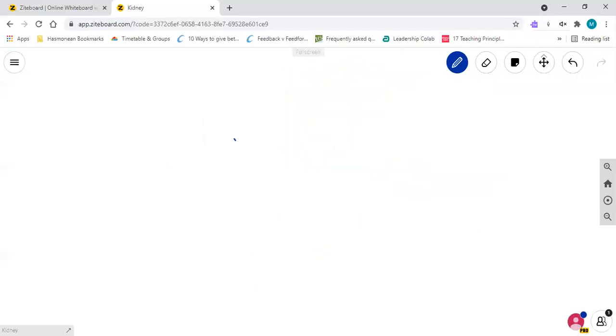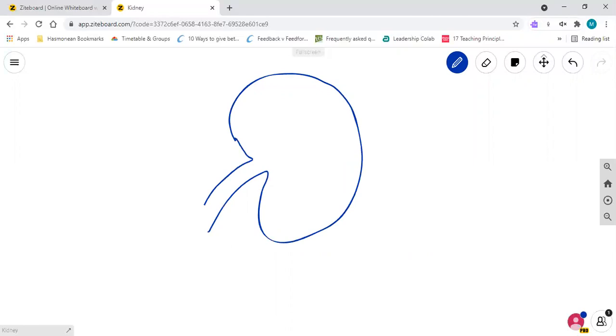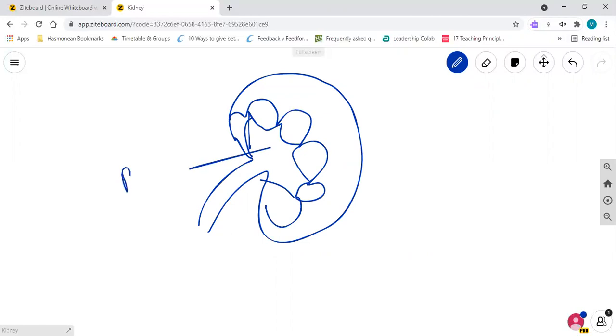So the kidney, look at a bigger version of it. Kidney itself is made up of different layers. So we have in the middle what we call the pelvis of the kidney. We then have these bits over here, which is called the medulla. And finally, we have the outer layer, which is called the cortex.